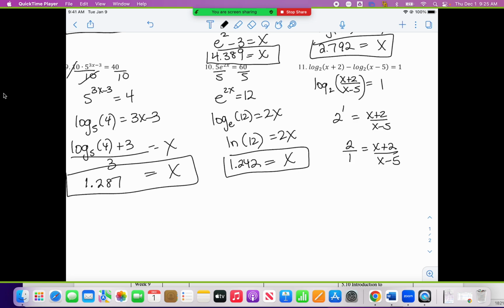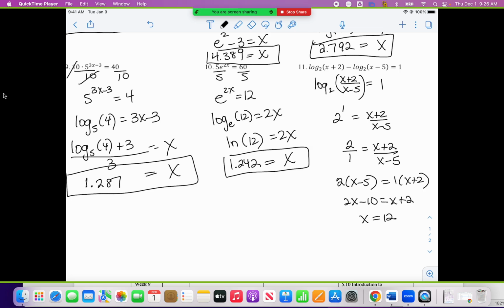Anytime you have one fraction equals one fraction, that's called a proportion. How can you solve a proportion? Anybody remember? Yeah, Nick. Good job, cross multiply. So I get 2 times x minus 5 equals 1 times x plus 2. I get x equals 12.